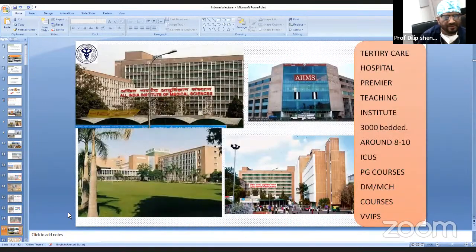So this is the place where I work. This is All India Institute of Medical Sciences, Delhi. Now, can you hear me? Yes, Professor, we can hear you. Okay. And you can see the slides also? Yes, we can see this slide. All India Institute of Medical Sciences it is showing. Can you see? Yes, correct, Professor. Okay. So it is a tertiary care hospital, a premier teaching institute. I spoke about it earlier also.